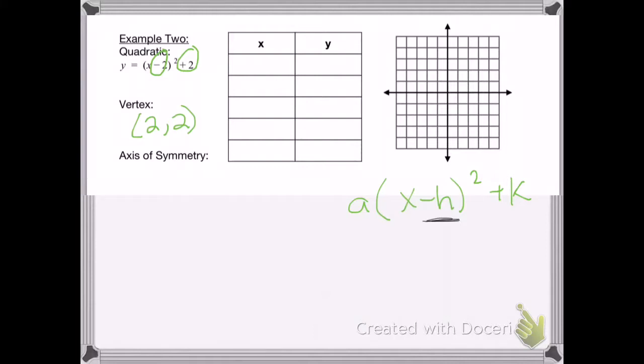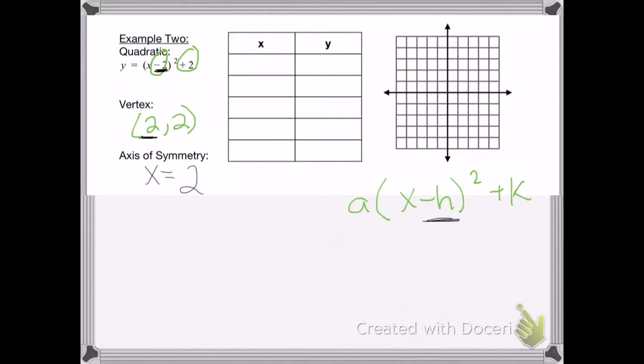But keep in mind, if that was a +2, then we'd have a -2 as our vertex, which I'm sure we'll see an example like that here shortly. So we have our vertex as 2, 2. Next thing we're doing is our axis of symmetry. So remember, that's just x equals 2. Okay, that's given from our vertex.